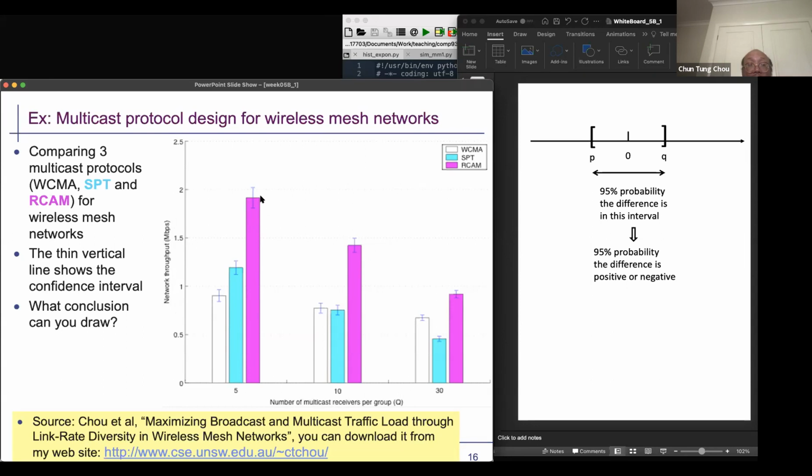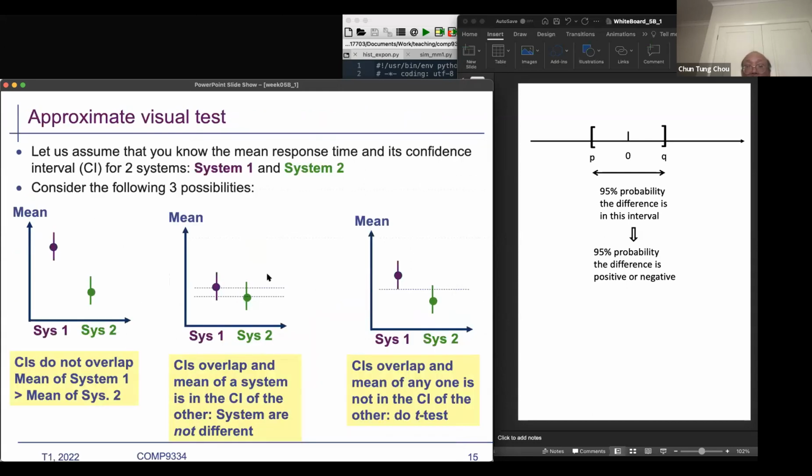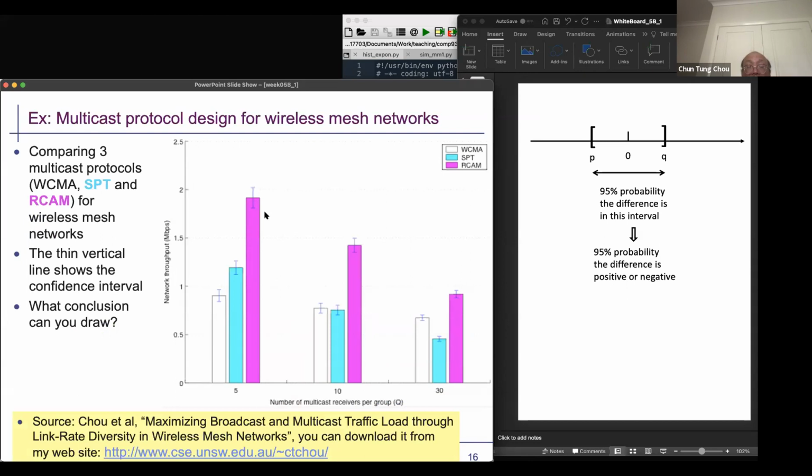If you look at the confidence interval of RCAM, it doesn't overlap with the other two. It's always higher. RCAM is higher than the other two and they do not overlap. So from here, you can conclude that RCAM is behaving better than the other two protocols.